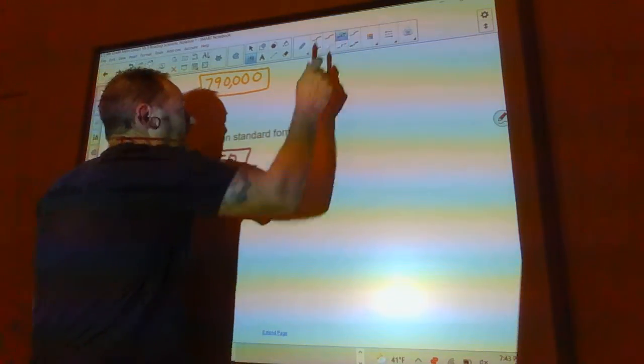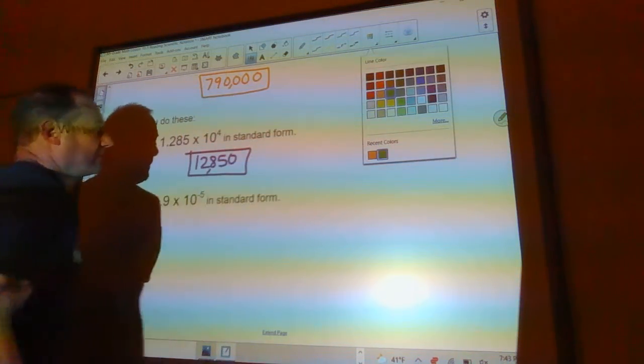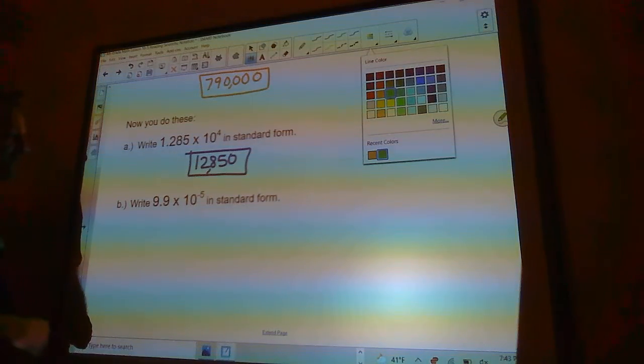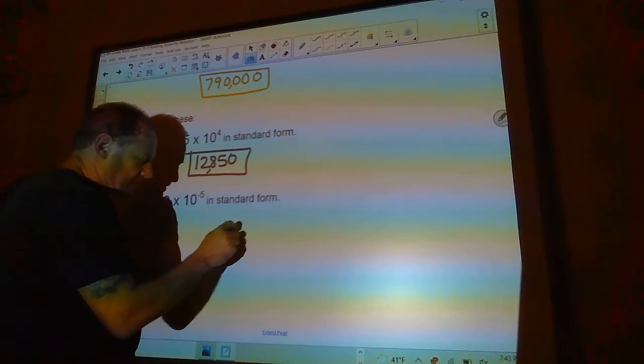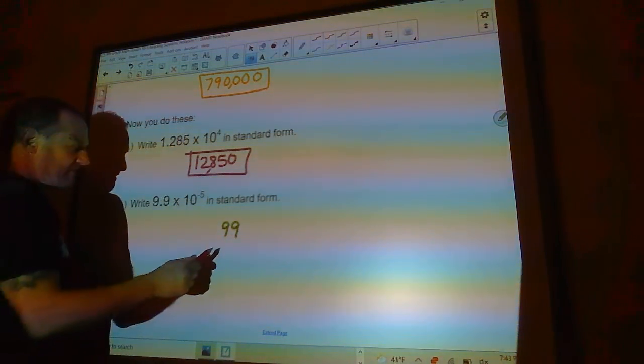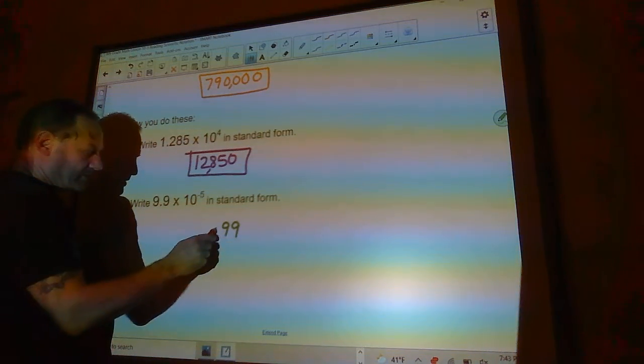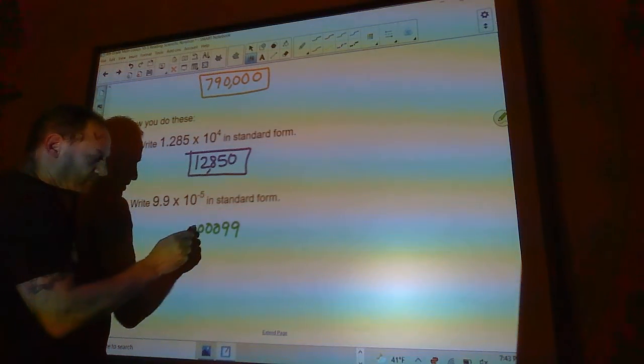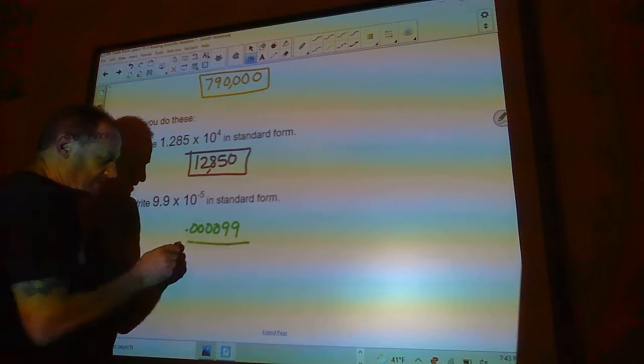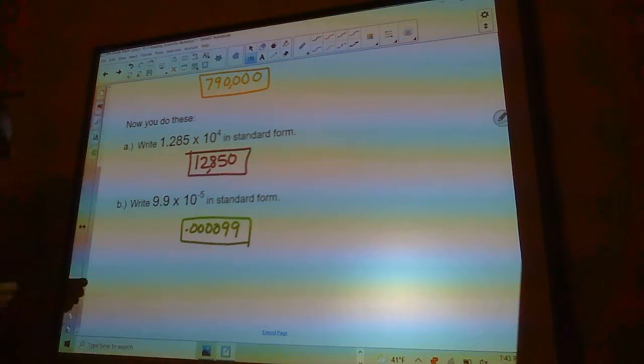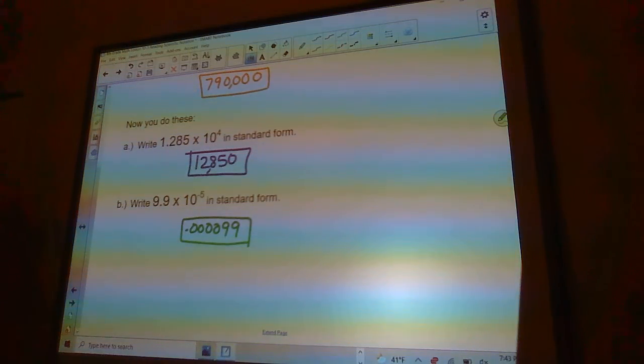Okay, this one here: 9.9 times 10 to the negative 5th. So I'm going to put my 9 and my 9 down. I'm going to move the decimal 5 places to the left. So 1, 2, 3, 4, 5. That's going to be that right there. So hopefully you got both those right.